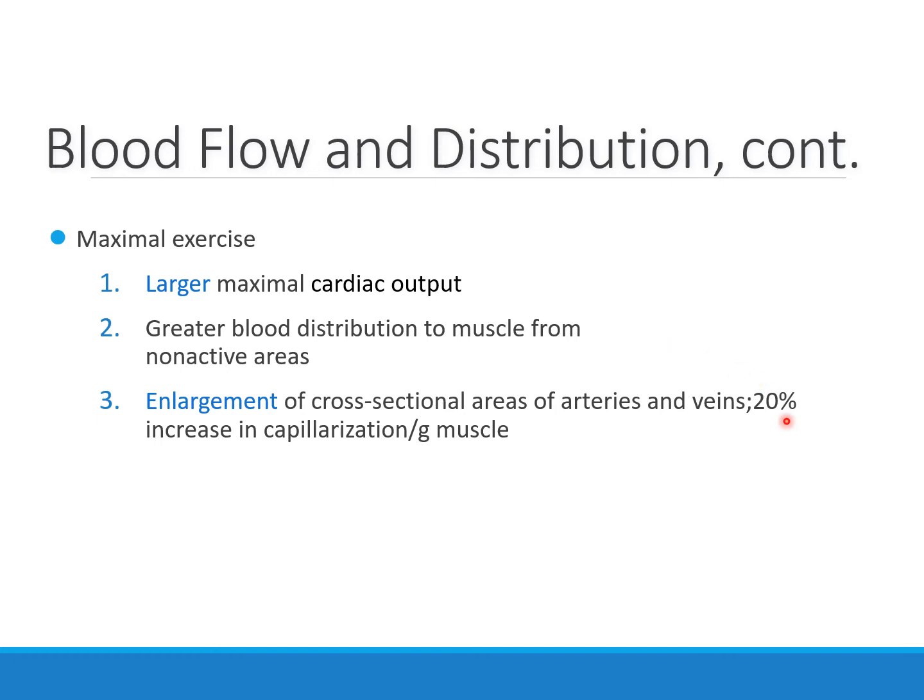And then number three is you start to see an enlargement of the cross-sectional areas of arteries and veins, and you often see this increase in capillarization per gram of muscle. So if you guys remember the concept of capillarization, you're just getting more capillaries to muscles so that they can extract more oxygen and get more nutrients in order to function more efficiently.